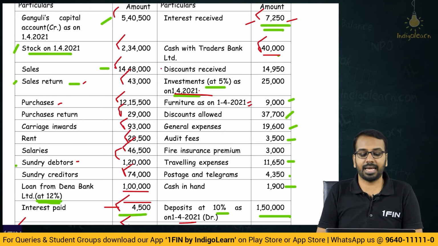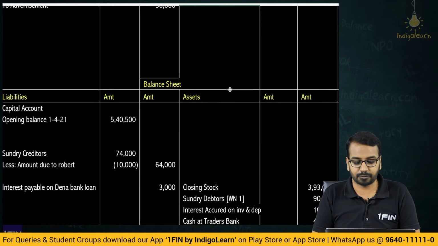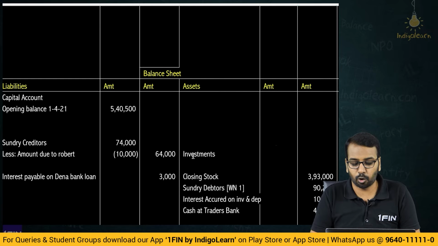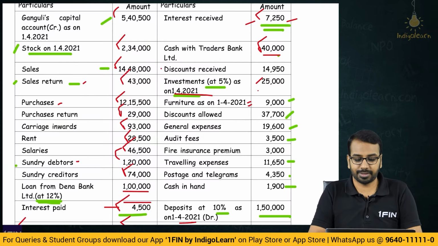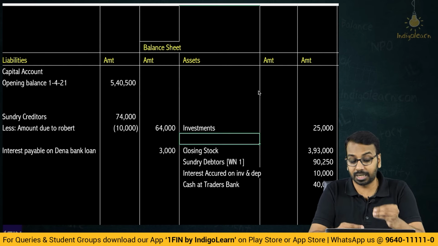Okay. Then investments at 5% as on 1/4/2021. So this you will show in the balance sheet. Investments, how much? 25,000. Now you may have a doubt, sir, why did you write investments first, other items later?